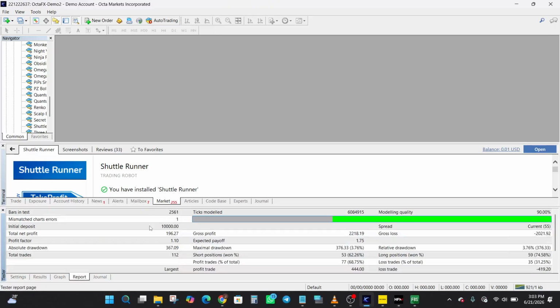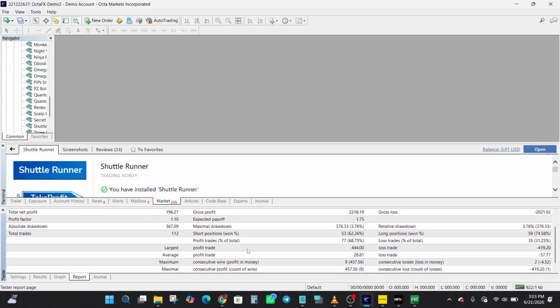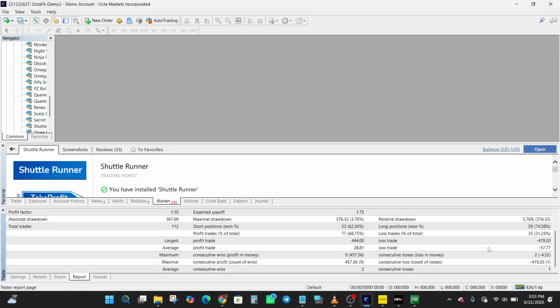So from the report here, we can see that initial deposit is $10,000, total net profit is 196.27. Total trades taken were 112, out of which 77 were profitable. That gave us a 68.75% win rate. The largest profit was $444, largest loss $419.2, average profit $28.81, and the average loss $57.77. So in this case, the average risk to reward ratio is bad because we can see that the average loss is greater than the average profit.